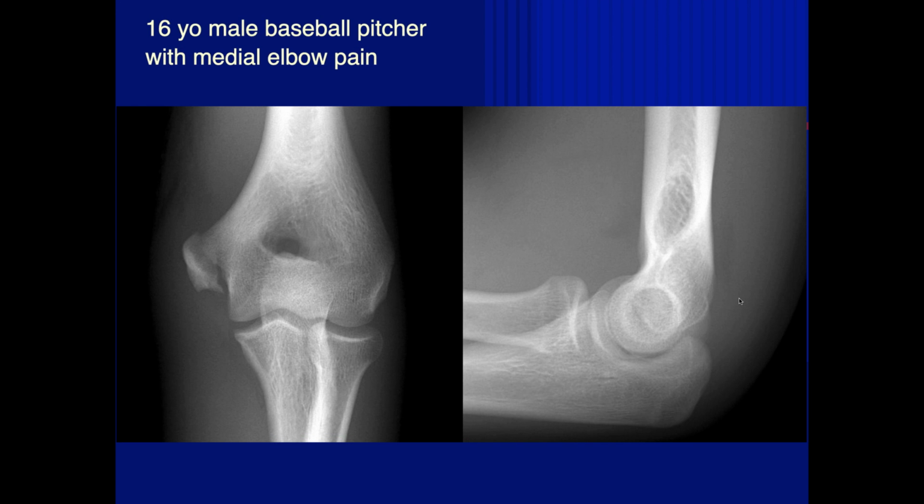A 16-year-old, a little bit older yet. The 16-year-old male baseball pitcher with medial elbow pain. So the medial epicondyle looks like it's not fused. At this age, this should be fused. Right. So it never fused. There's some spurring. There might be a little bit of fusion, but there's separation, and there's all that soft tissue edema over it. So it's just kind of chronic non-fusion.